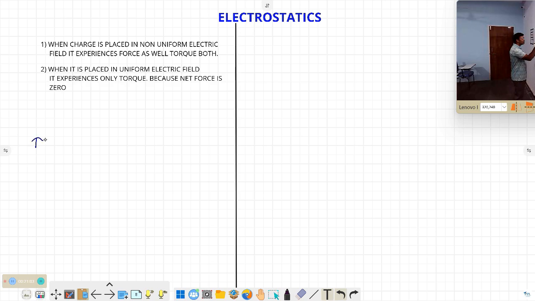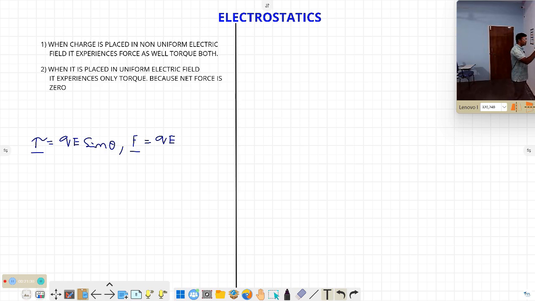The torque acting on the dipole in the electric field is, what is the equation we got? It is pE sin theta. In this case, each charge is experiencing a force of F equal to how much? qE. So there are two concepts: torque is there, force is there. But here the torque is causing the rotation. Now what happens to the force?